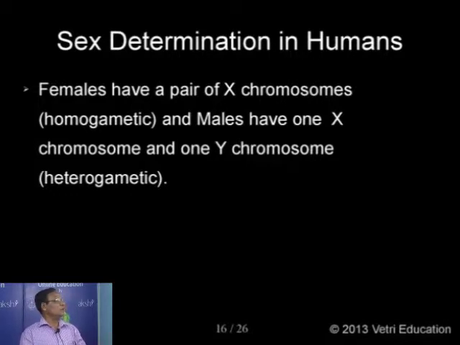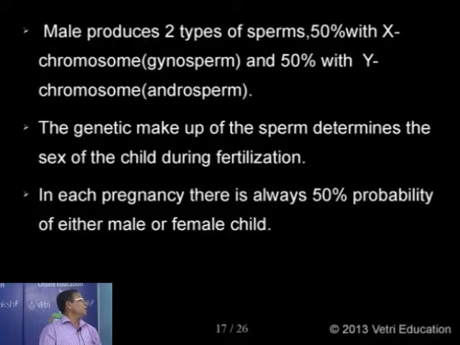Now, coming back to this one. Anyway, the sperm decides what type of individual will develop, because the males are heterogametic. As we have already seen, the genetic makeup of the sperm is responsible for the determination of the sex, and in each pregnancy there is always a 50% probability of either a male or female child.